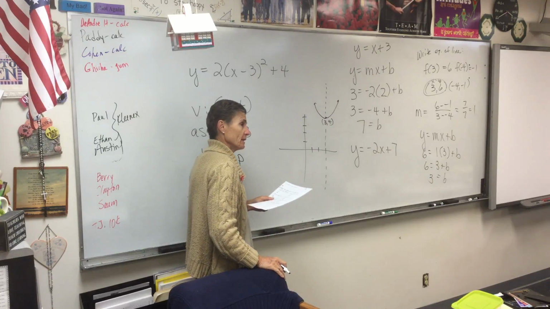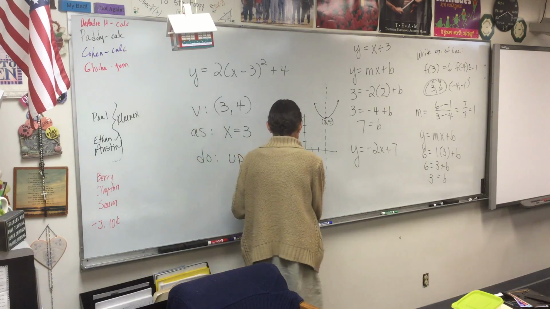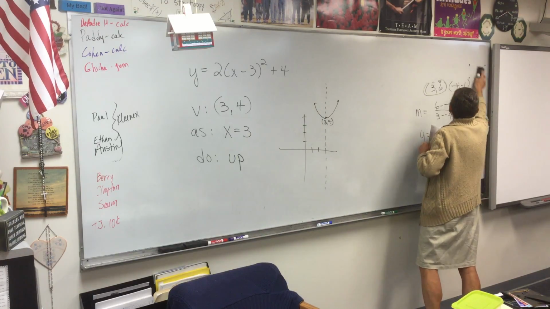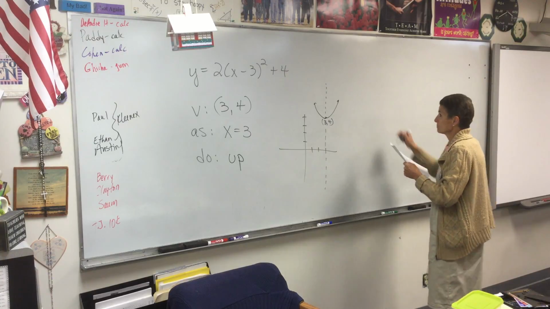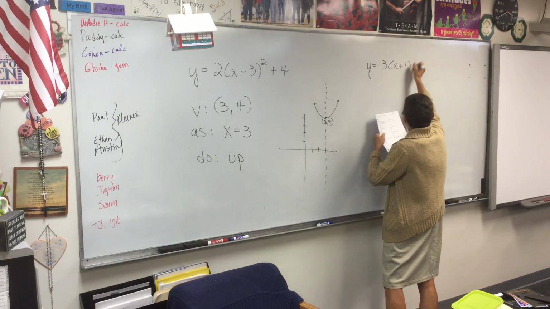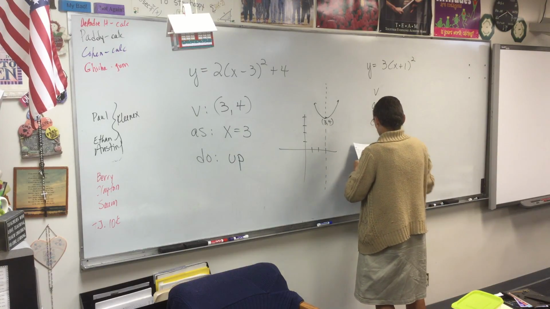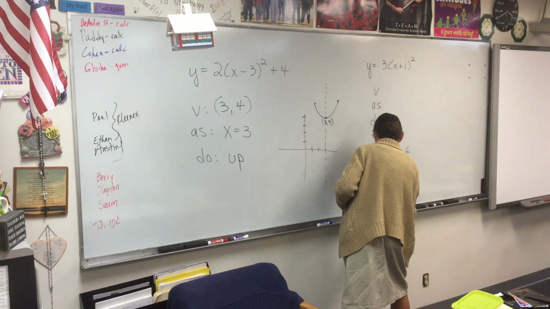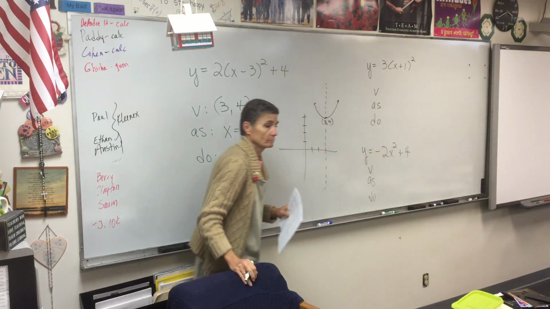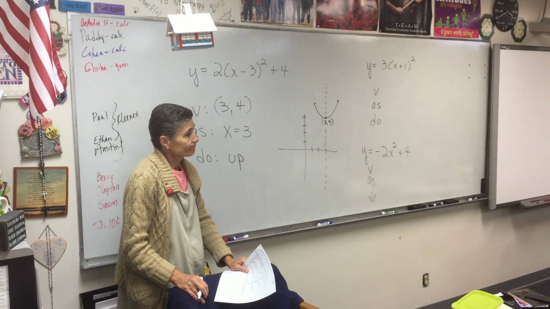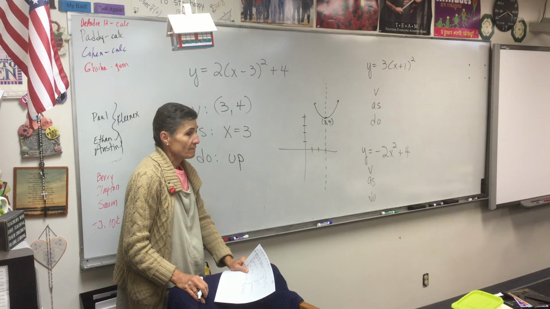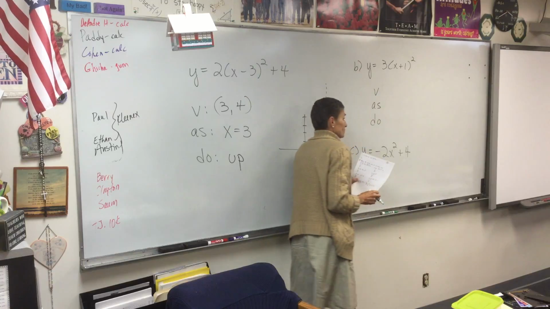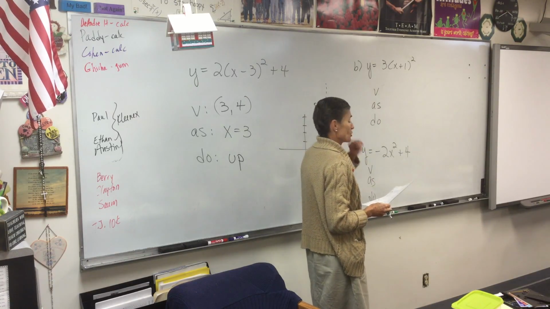All right, now try B. See if you can fill in B on your paper right now. You got an equation, looks a little different, but see if you can fill in the vertex, axis of symmetry, and direction of opening for B. Feel confident about what you put down for B? Well, gosh, guys, you should feel confident.